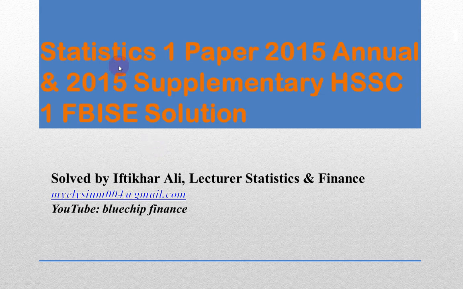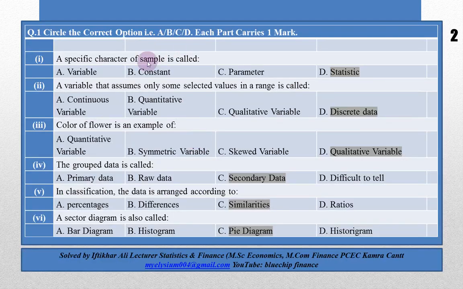Here with the paper of Statistics 1 HSSC 1, 2015 annual and 2015 supplementary for the FBISE, Federal Board of Intermediate and Secondary Education. The same paper is asked in the 2015 supplementary which was asked in the 2015 annual. So let's make a start.